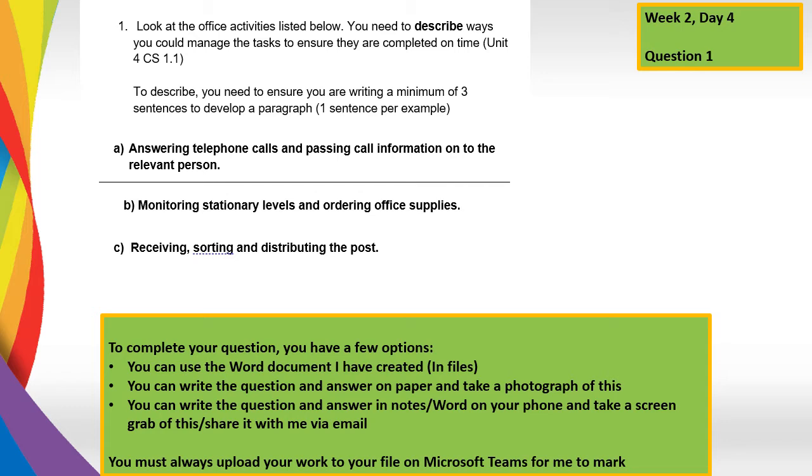So you're now going to complete your first question for today's work. So look at the office activities that we've just looked at previously. You need to describe ways that you could manage the tasks to ensure they're completed on time. So when you're describing, do remember to use your full sentences to develop a paragraph. So answering telephone calls and passing the call information to the relevant person, monitoring the stationery levels and ordering office supplies, and receiving, sorting and distributing the post.